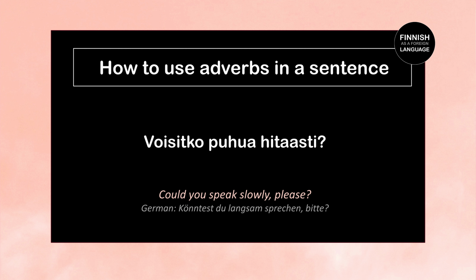Next one. Voisitko puhua hitaasti means could you speak slowly please? Voisitko means could you? Voisitko is a combination of the second person singular conditional of voida, which means can, and ko is the question marker. Puhua means to speak, and hitaasti is our adverb meaning slowly, which is based on the adjective hidas. So let's repeat. Voisitko puhua hitaasti? Could you speak slowly, please?